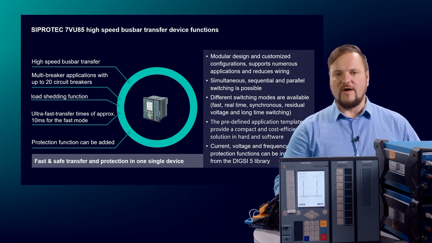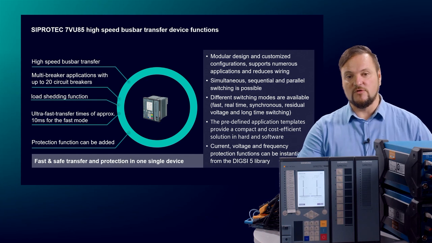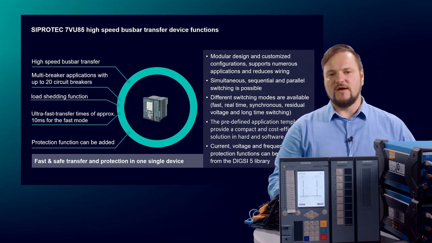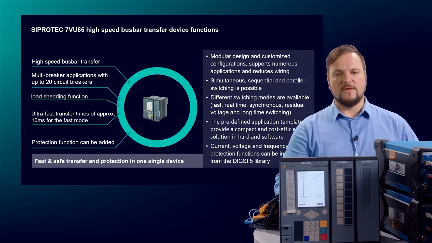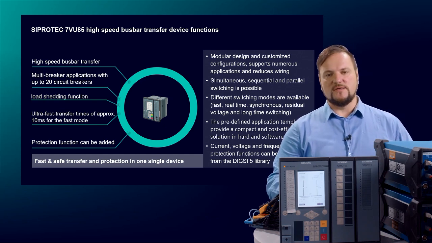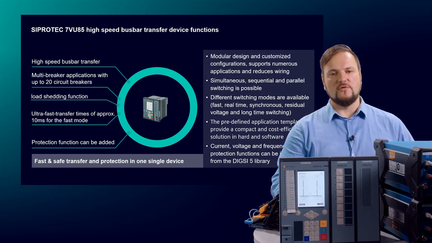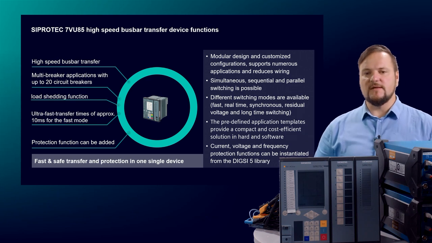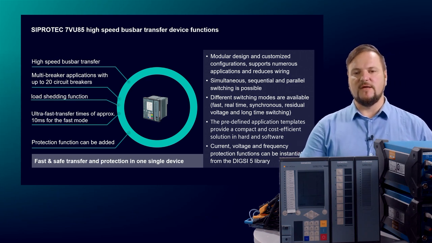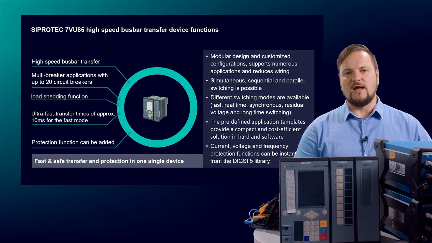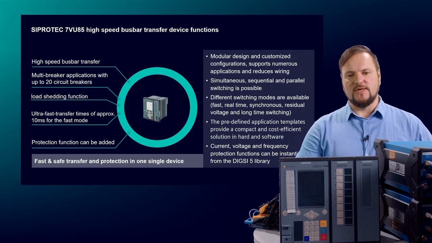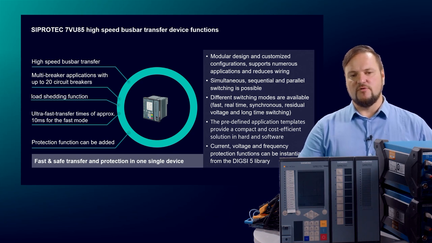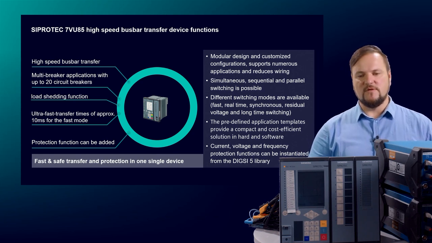This reduces, of course, the wiring because we need only one device instead of multiple devices. We have the simultaneous, sequential and parallel switching in the device. We have different switching modes available, like fast mode, real-time fast mode, synchronous mode, or residual voltage mode. And of course, as you know from the other devices, we always have predefined application templates, which you can use to start your application, your engineering. And in the end, you can also instance protection functions, frequency functions from the 65 library.